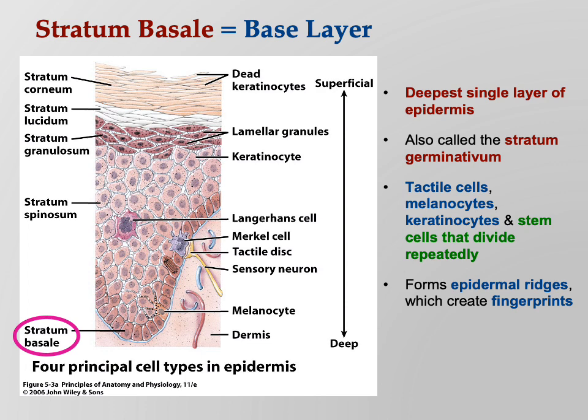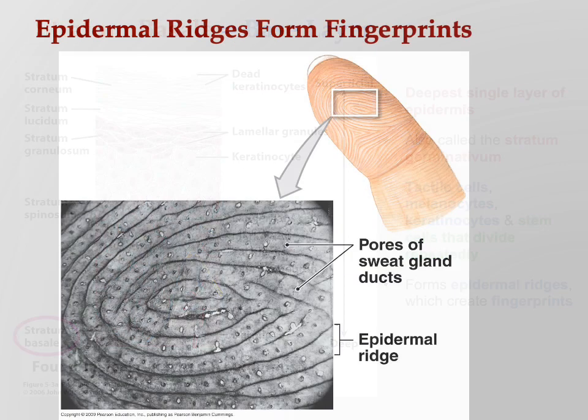This base layer forms epidermal ridges, which create fingerprints. So we'll see later that the dermis underneath, there's an underlying layer called the dermal papillae, and the dermal papillae are these little nipple-like structures. Papilla in Latin means nipple. And the epidermis conforms to those, and that creates ridges. And those ridges are what form your fingerprints, okay?